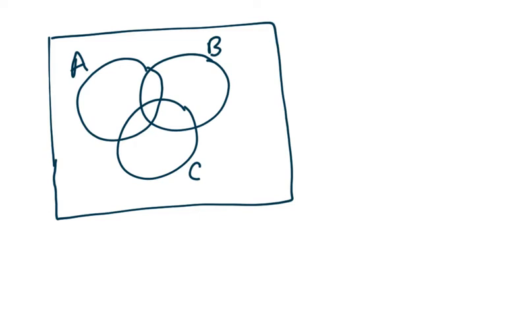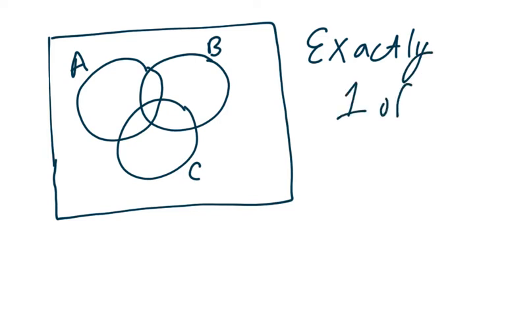So when one of the statements says, which of these regions has exactly one of these features? So the phrase is exactly one of the features.